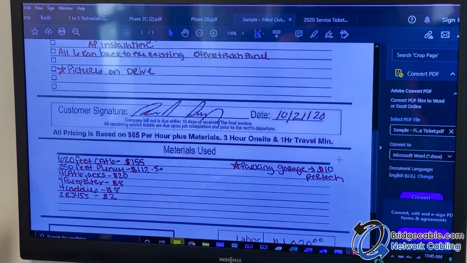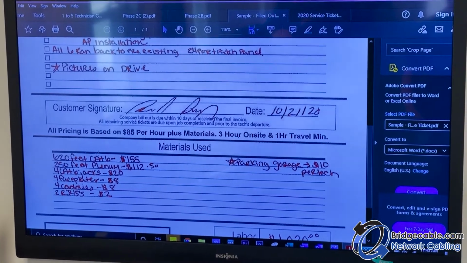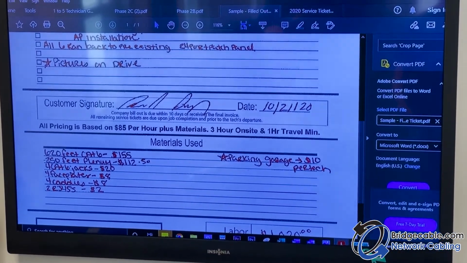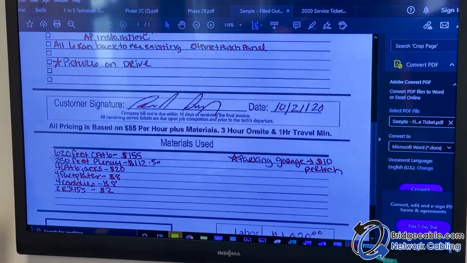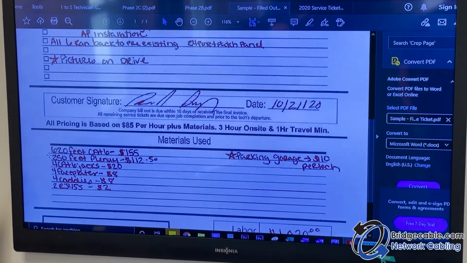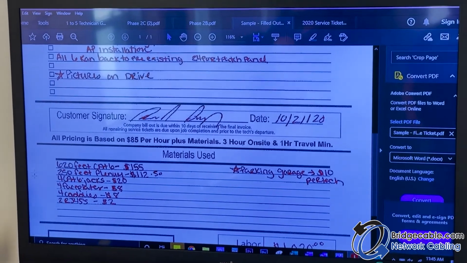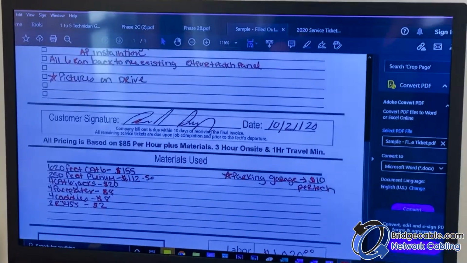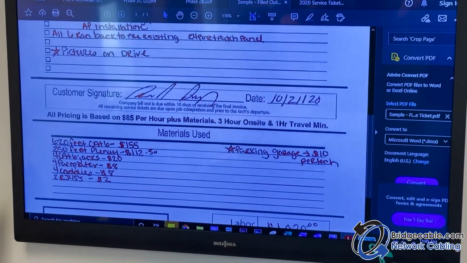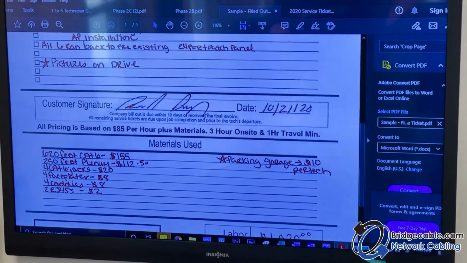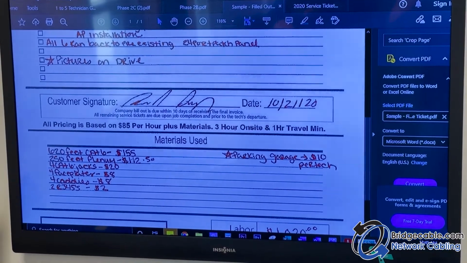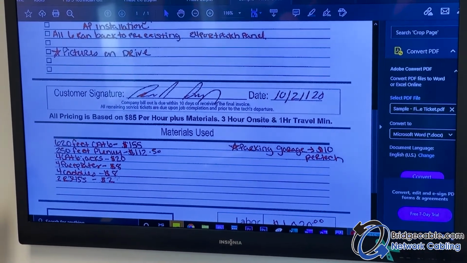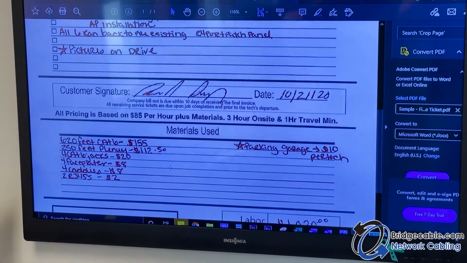Down here, materials used. So we list out everything possible once again. Not only do we know what was used inventory-wise, but also if we have to go back, we know this is the type of materials that we would use. For instance, we use some plenum cable. That way we know we have to use plenum if we ever have to go back. But also so that the customer can see, once again, the breakdown in pricing, so they fully understand why they would be paying the amount that they'd be paying.